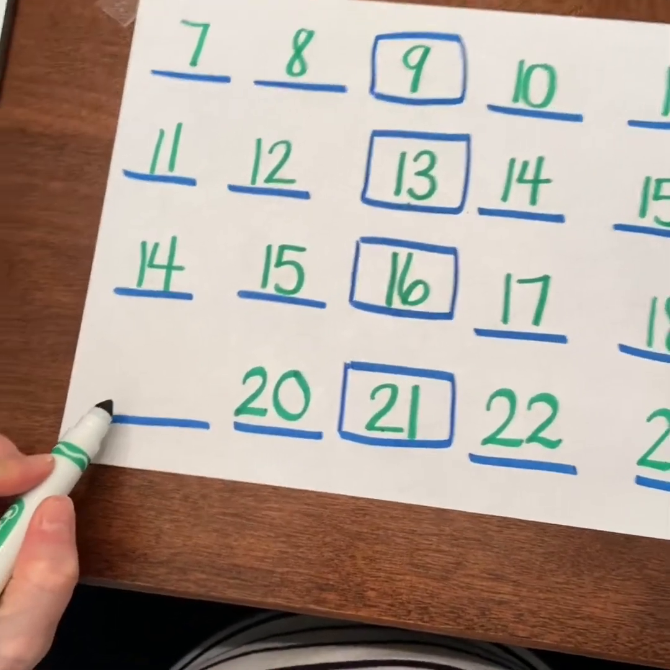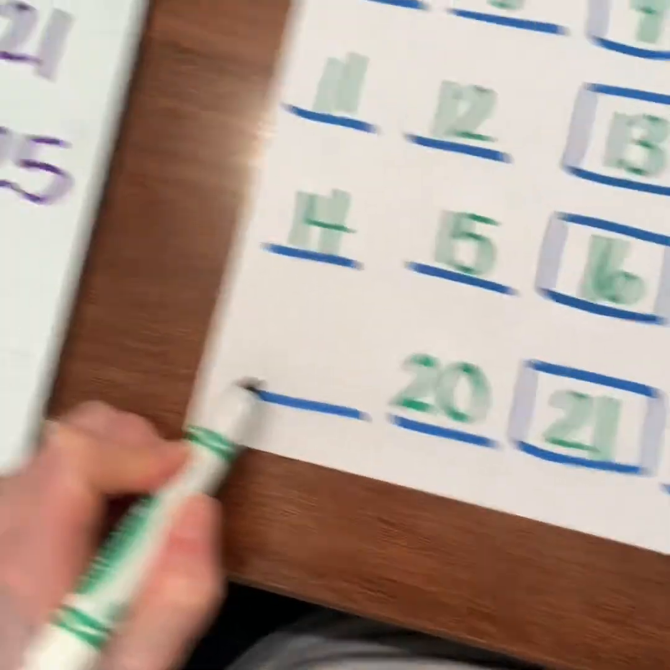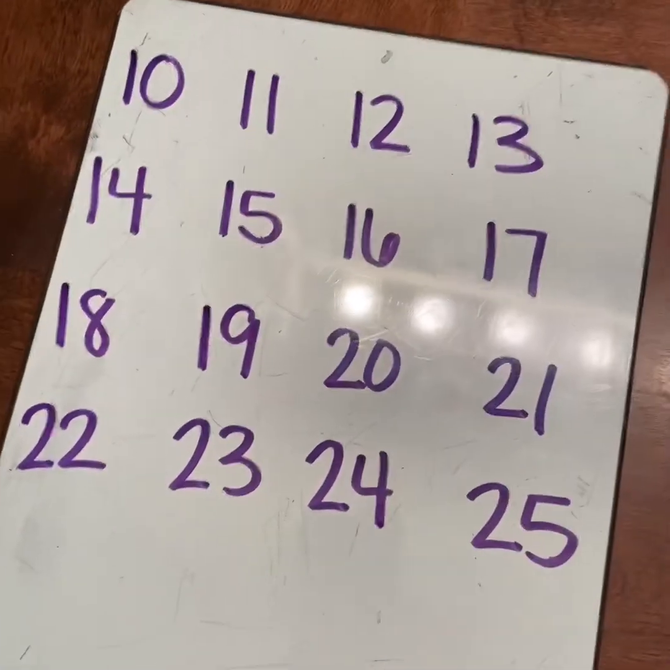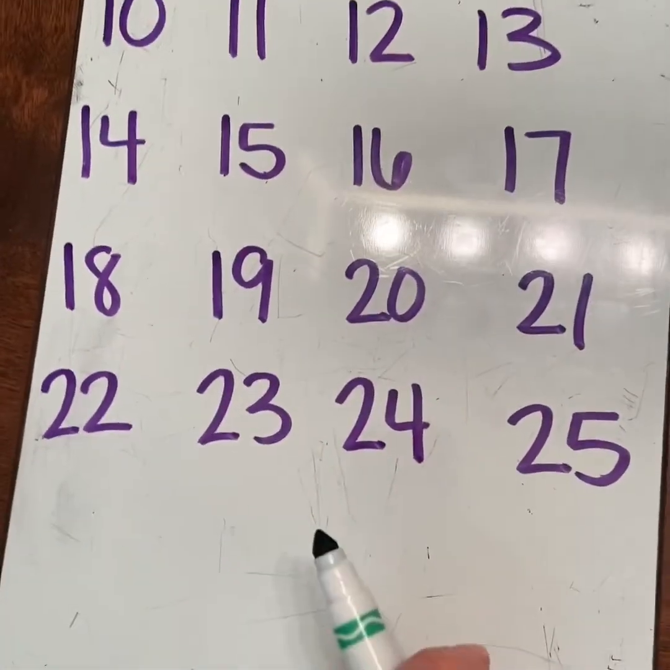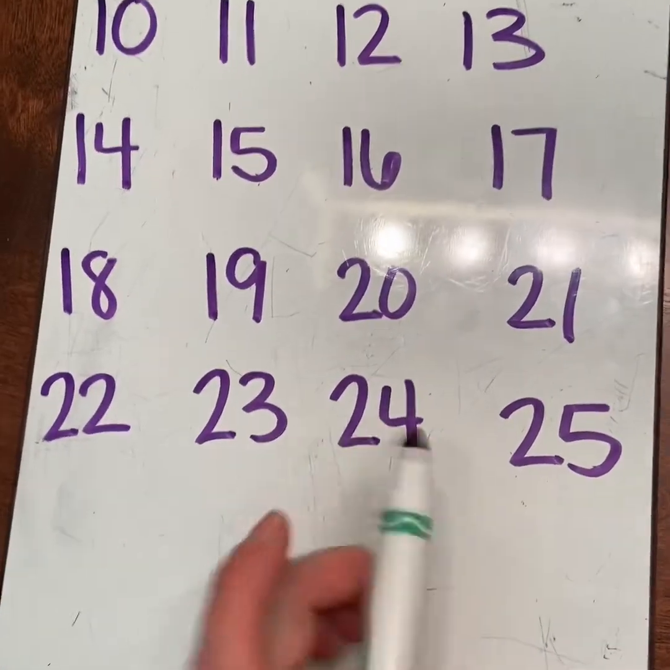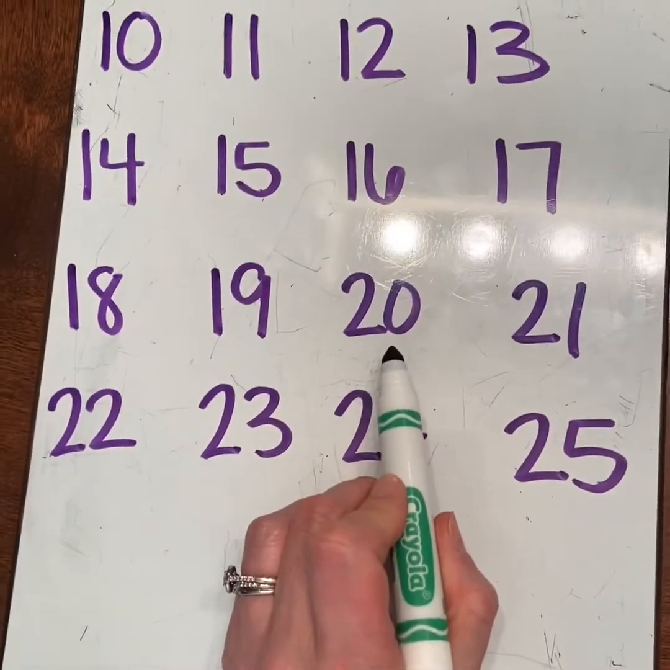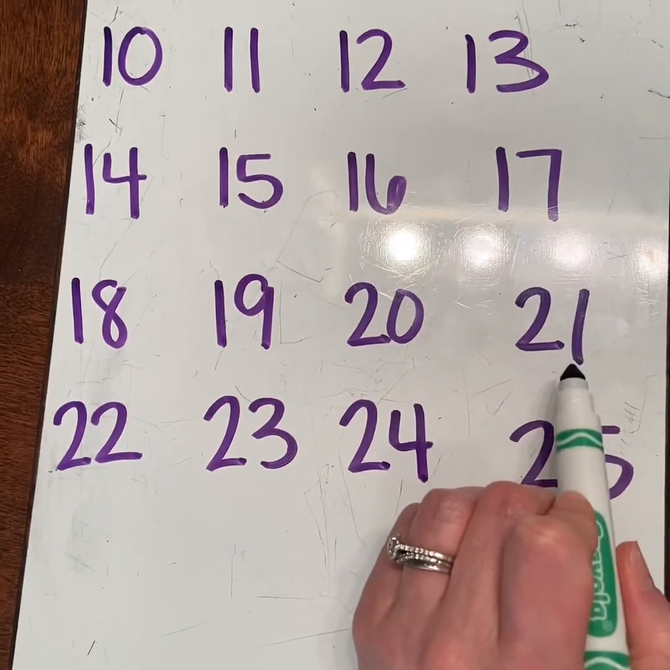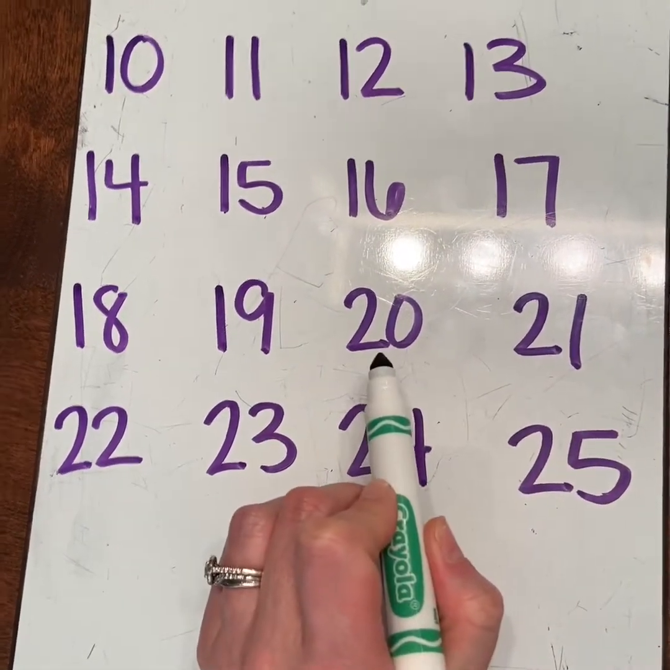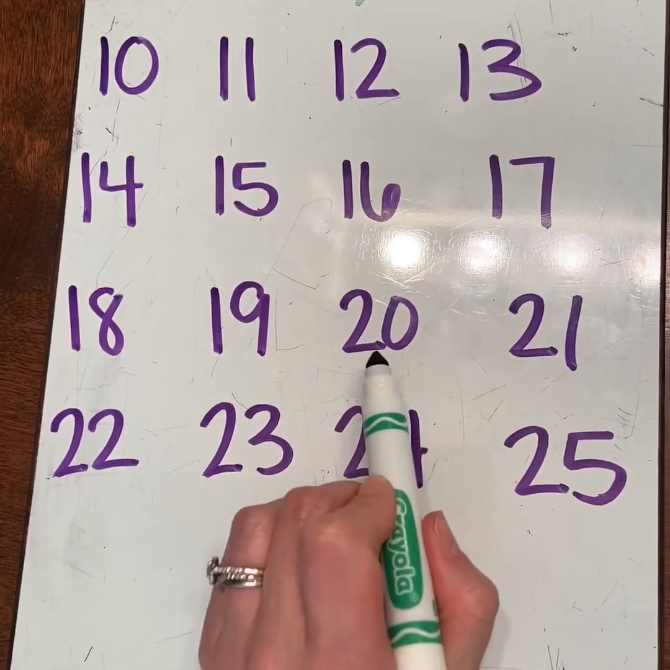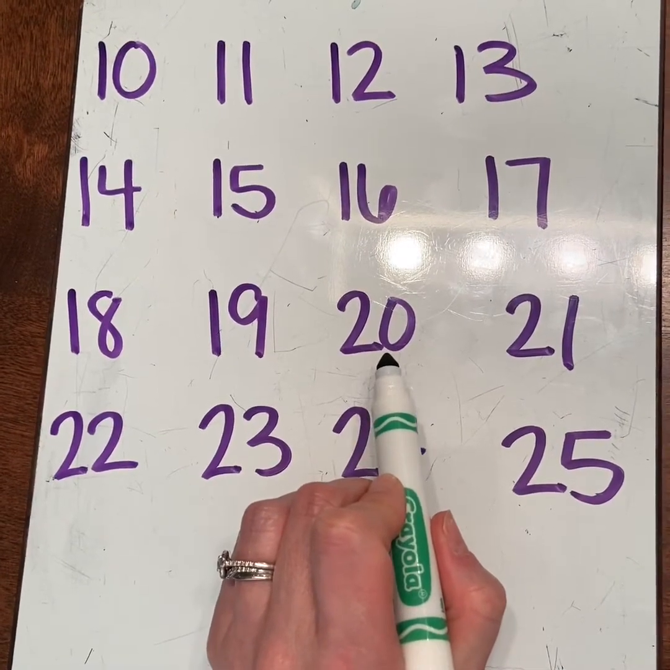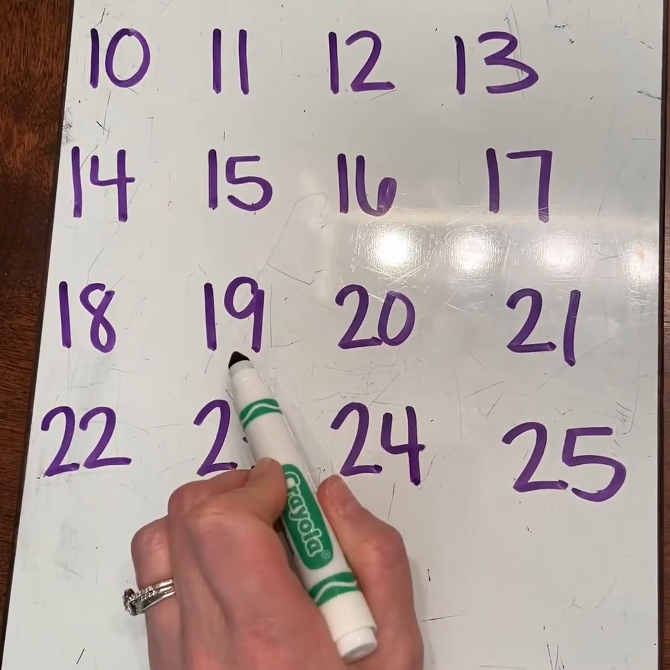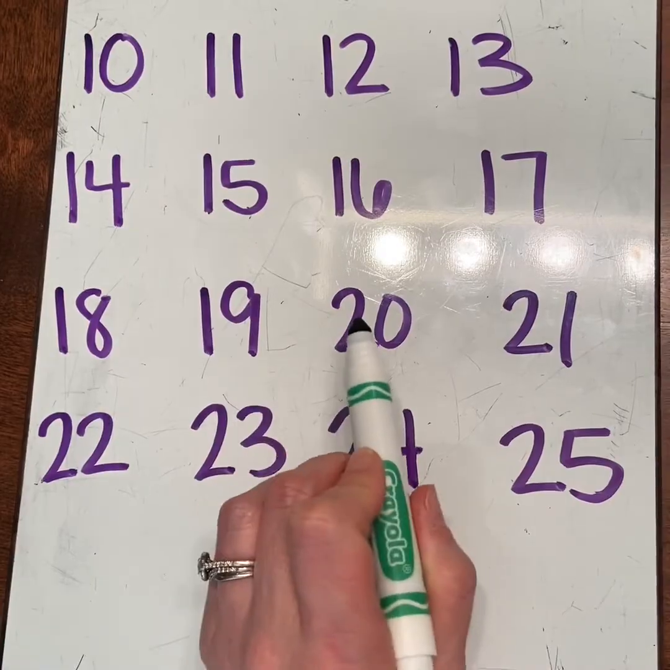Last one, what comes before 20? Let's look at our chart again. This is tricky because we're crossing a decade. So I find 20 on my chart. There's 20. We know 21 comes after. So let's go back to 20. What comes before 20? What comes in front of it? 19, right? 19 comes before 20.